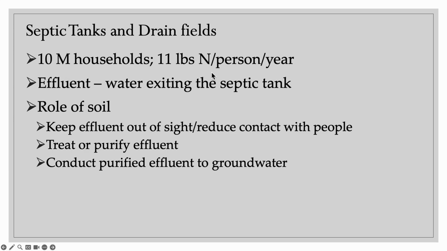So septic systems are important. There are about 10 million households that have septic systems. And that's one of the important roles of soil, to filter some of that effluent or waste so that it's out of sight, out of mind. It reduces contact with people. It doesn't necessarily require the energy that is needed if you were to send that to a municipal waste treatment system.